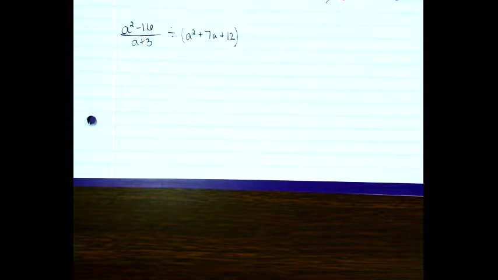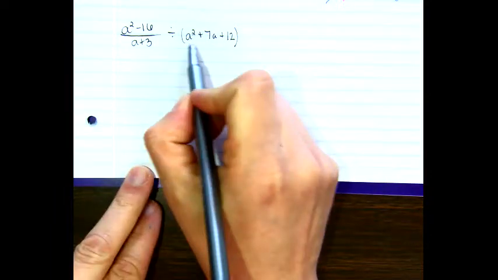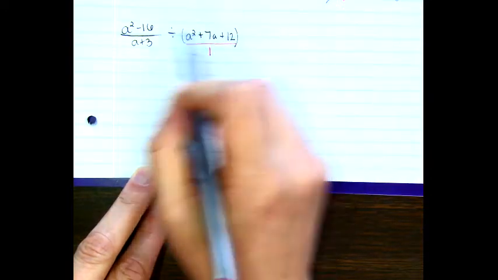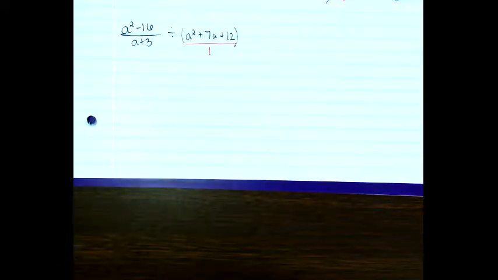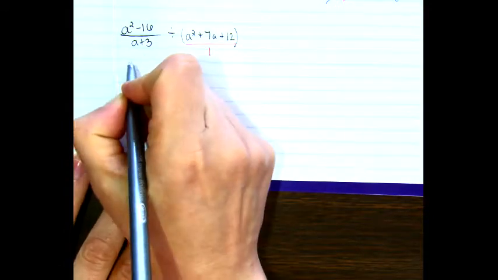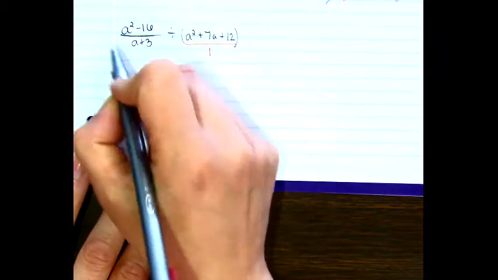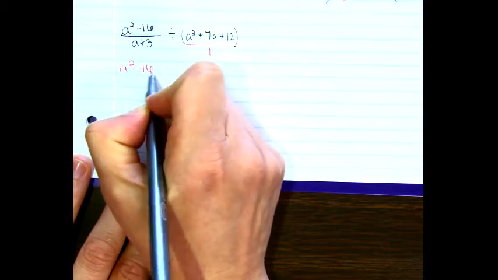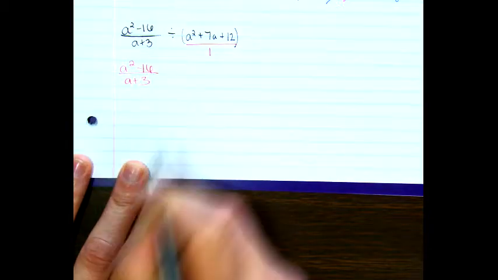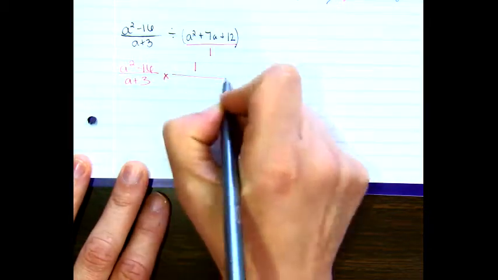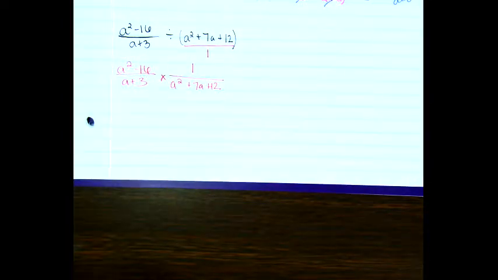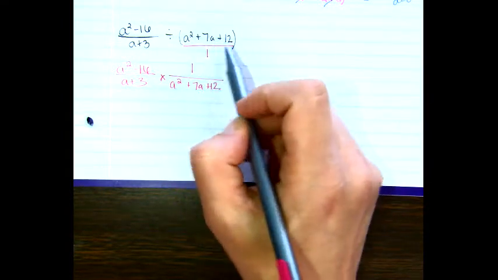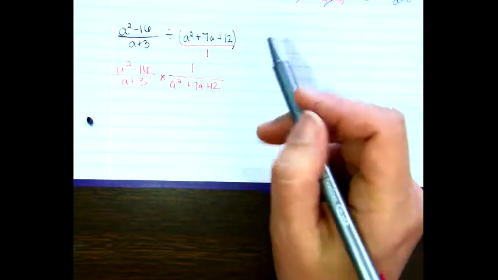Okay, my last problem looks like it's different, but turns out we do it the exact same way. We're just going to put this all over 1, and then it's a fraction divided by a fraction, or a rational expression divided by a rational expression. So when I do that, I'm going to change to multiplying by the reciprocal. So a squared minus 16 over a plus 3 times 1 over a squared plus 7a plus 12. So I just turned that polynomial into a rational expression by dividing by 1.